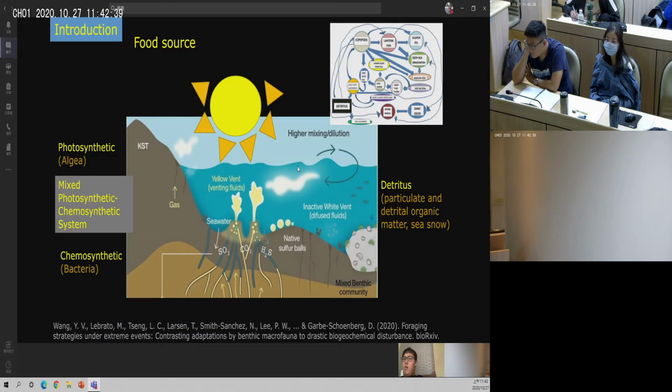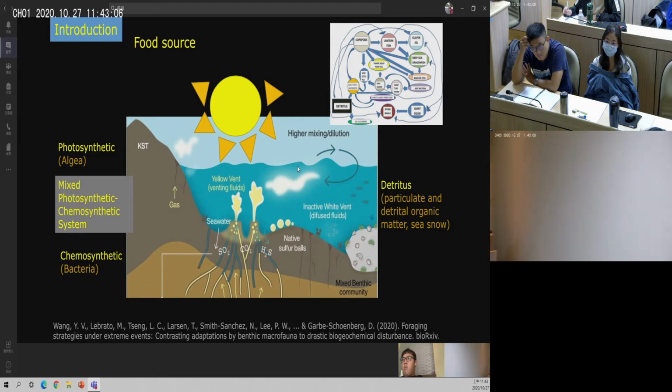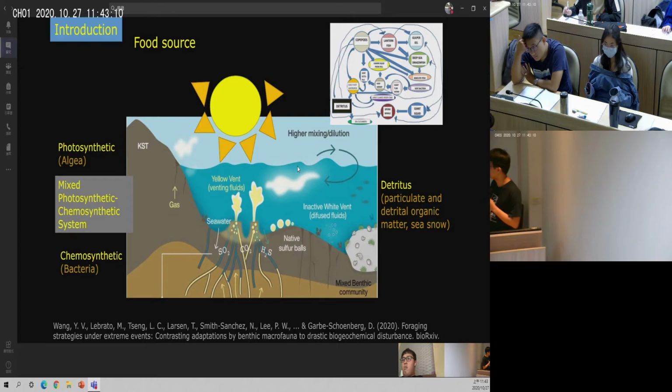So what is special in the Kueishan vent? The Kueishan vent, we also know, is about chemosynthesis. But the special thing is that it is a coastal one, so it can get energy from the sun. And it might be a mixed photosynthesis and chemosynthesis system, and we have to examine whether it is that kind of system.